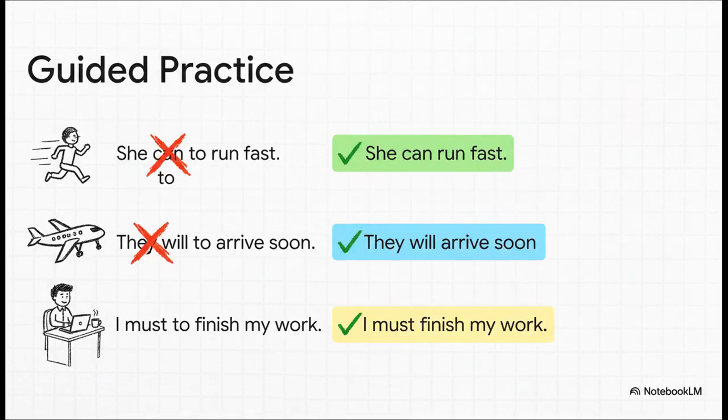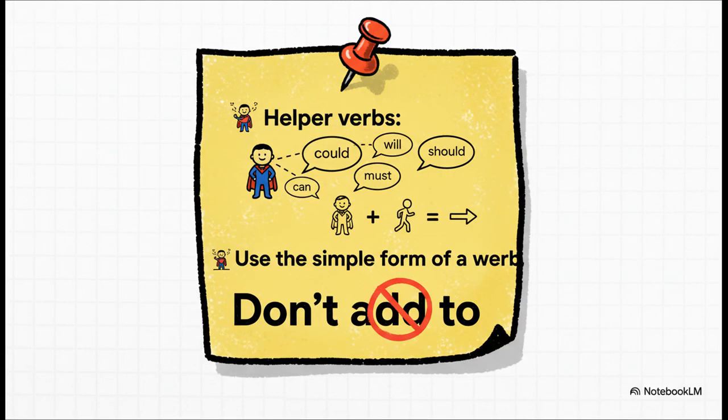Okay, so the student gets to test what they just learned. For number 1, it's she can run fast. For number 2, they will arrive soon. And number 3, I must finish my work. Every correct answer builds confidence and helps lock that pattern into their memory for good. And finally, we summarize. Think of this key takeaway slide as the cheat sheet. It boils the whole lesson down to the absolute essentials. It's the one thing you want the student to remember if they forget everything else.